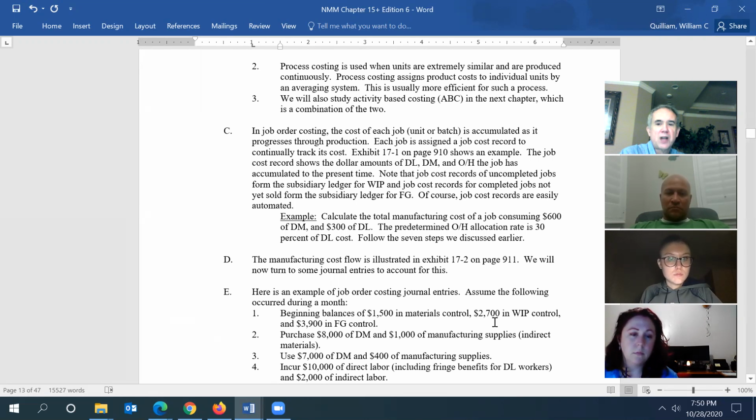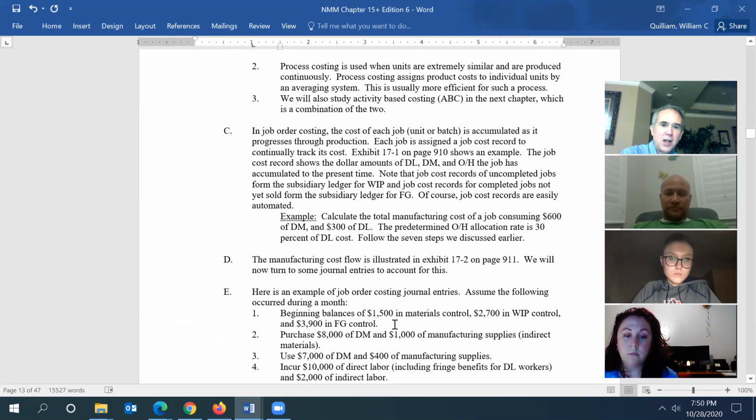Then $2,700 on the assembly line in work in process. And again, some books attach the term control to it, but it is an inventory. And $3,900 in finished goods control. Some books will simply say finished goods, some will say finished goods inventory. I like to use different terms in case you see another term someplace along the way and you'll know what it is.